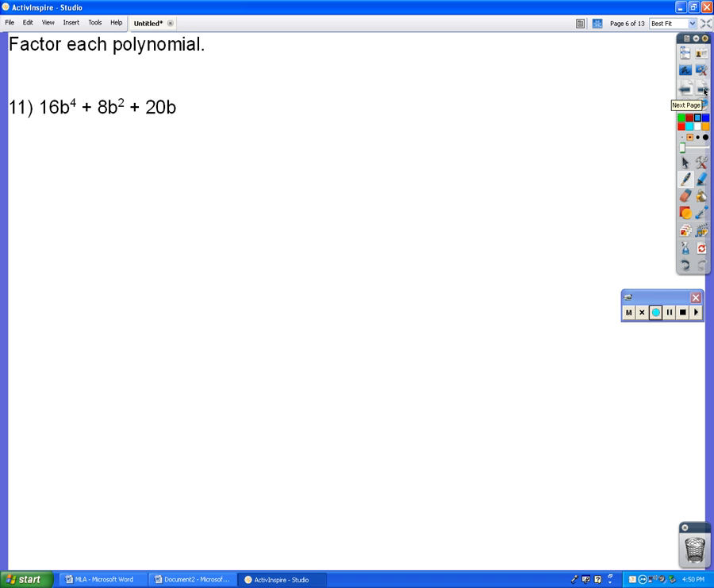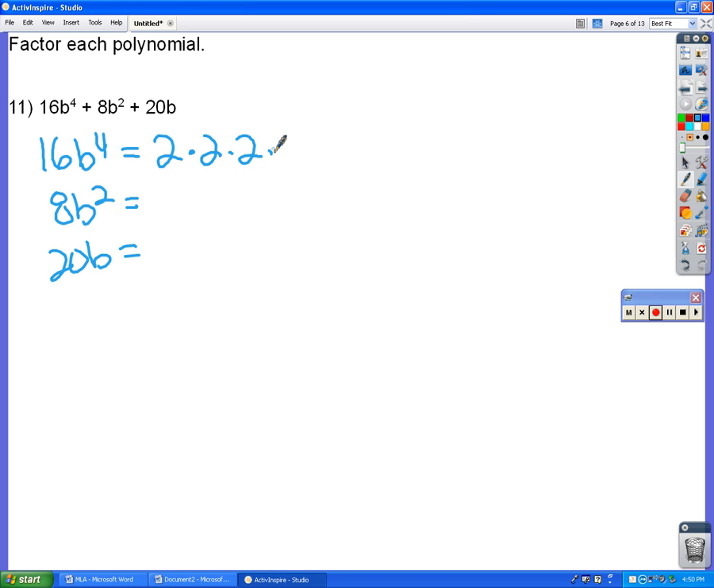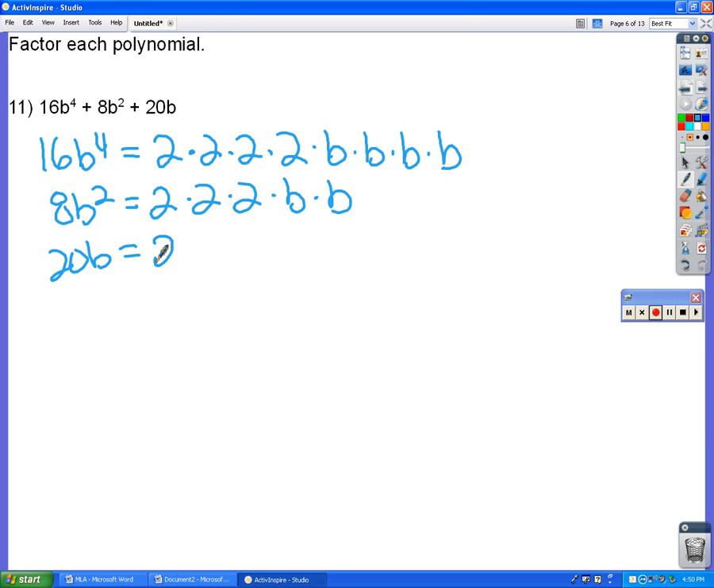Okay, now we're doing the opposite, so we're factoring. So this is where we have to take each one of these things and break them down. So if I go 16, that is 2 times 2 times 2 times 2, and then b to the 4th is b times b times b times b. 8 works out to be 2 times 2 times 2, and b squared is b times b. And then 20 will be 2 times 2 times 5, and then I only have 1b there.